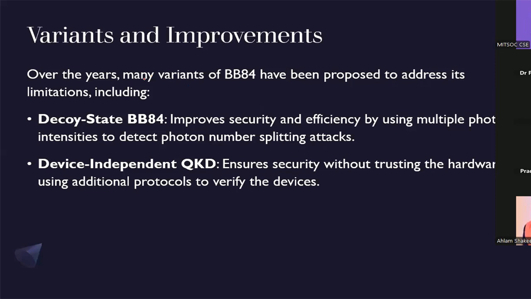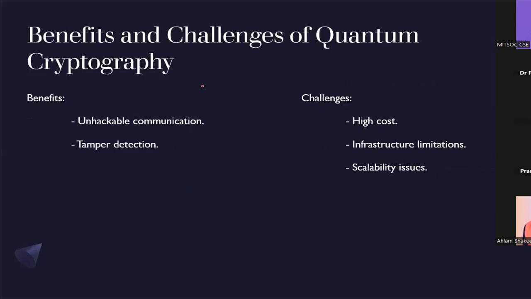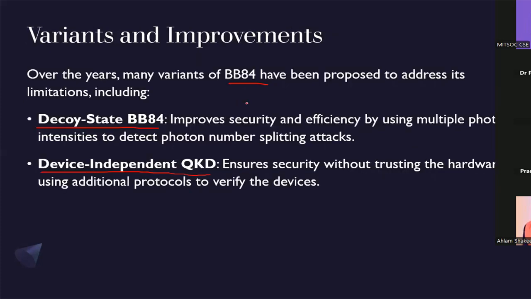For BB84, we have different variants, or improvements. One is decoy state BB84, which improves security and efficiency using multiple photon intensities to detect photon number splitting attacks. The second one is device-independent QKD. Talking about device-independent QKD, it will be a little bit costly, but it will ensure better security. Finally, this is just an algorithm I wanted to show you.